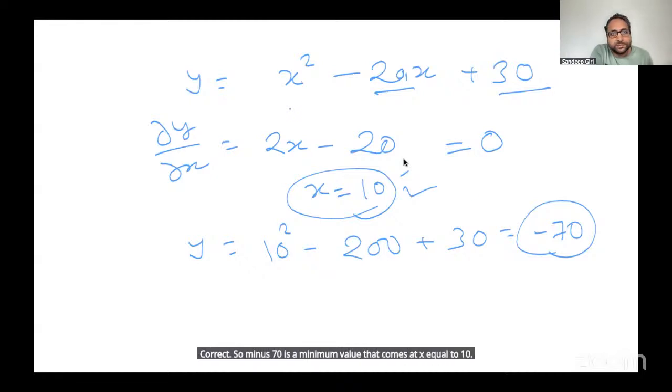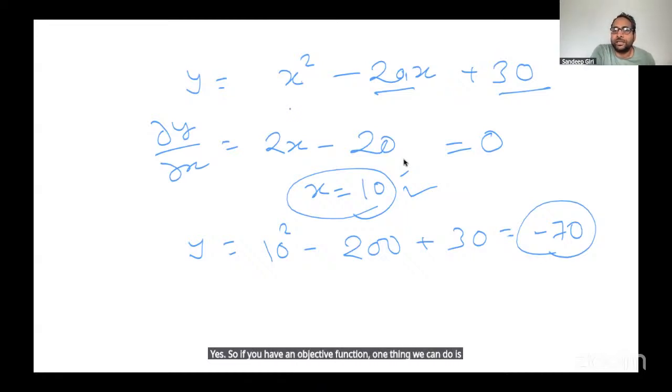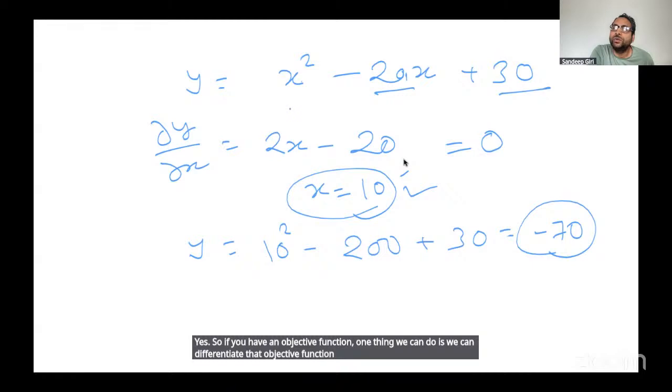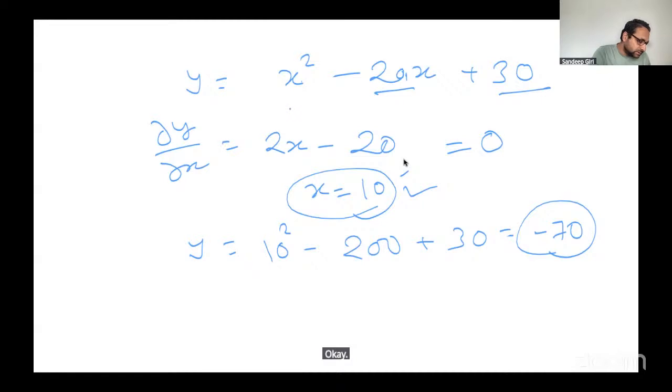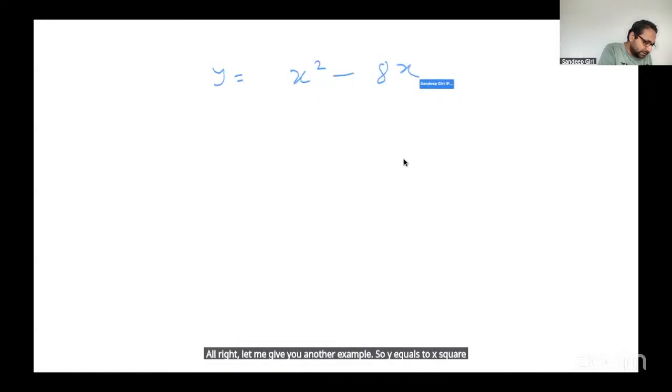So if we have an objective function, one thing we can do is differentiate that objective function and equate it to 0 and figure out what is the minimum value. Let me give you another example. y equals x square minus 8x plus 9. What is the minimum value of y?